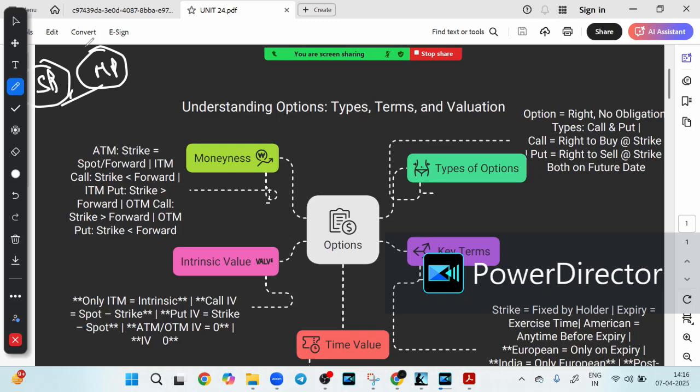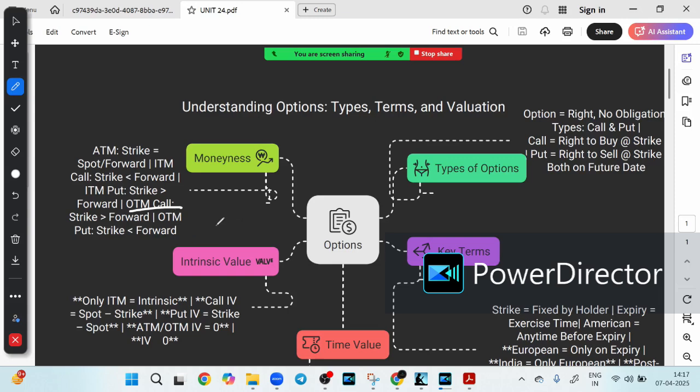So there is something called ATM. ATM means at the money. So what does at the money mean? That strike and spot price are equal, or forward price and strike are equal. Then there is something called ITM, which means in the money. Try to understand: if it is a call option, then the strike will be less than the forward price, and if it is a put option, then the strike will be greater than the forward price. And the last is called OTM, out of the money. In this case, if it is a call option, then the strike will be greater than the forward, and for a put option, the strike will be less than the forward. I have told a trick to remember these things in our videos, right?